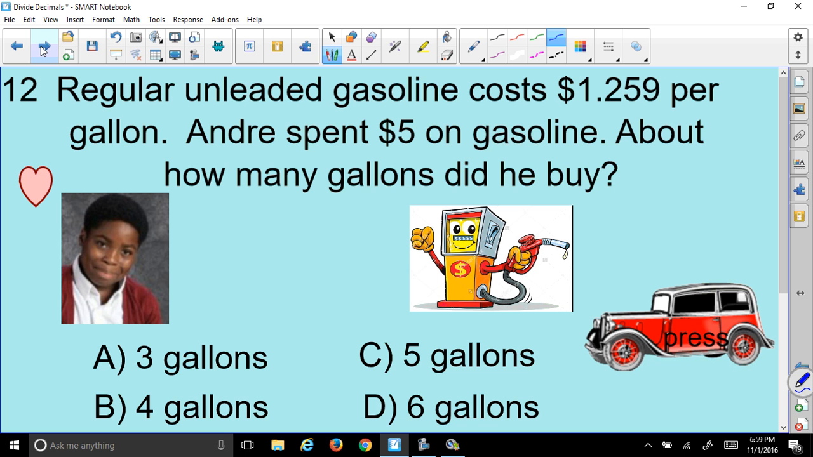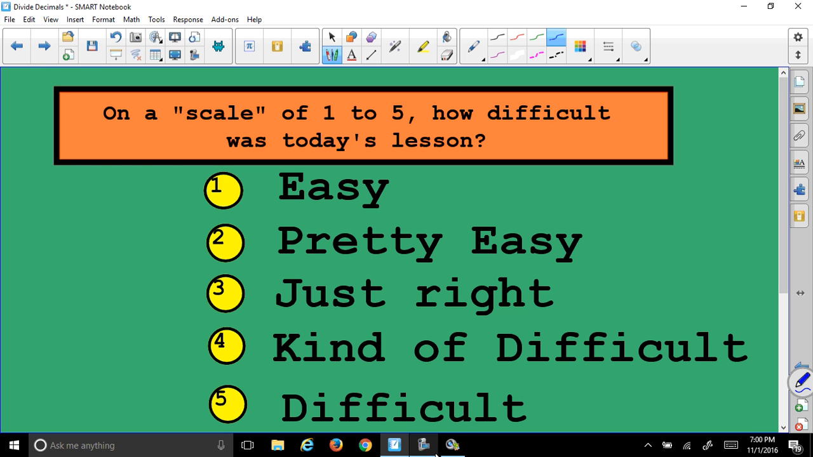Here's another question. Regular unleaded gasoline costs 1.259 per gallon. So that's an interesting price. Andre spent $5 on gasoline. About how many gallons of gas did he buy? So A, B, C, D are your choices. So that's a good question. So see if you can figure out how many gallons do we get if it's going to cost them like $1.26 for 1 gallon. So I hope you enjoyed the lesson and got something out of it.